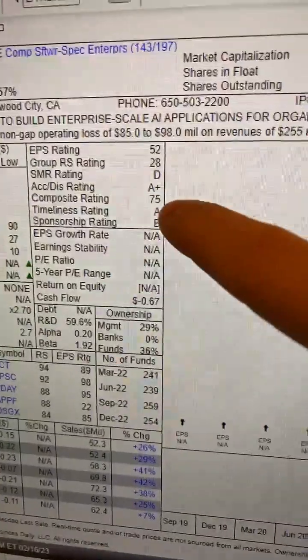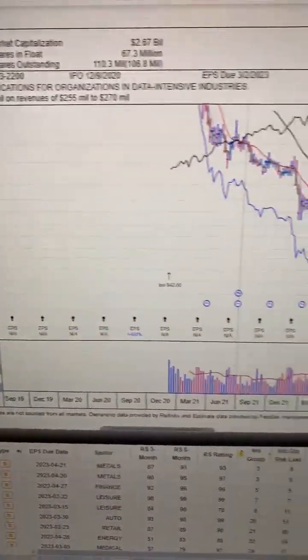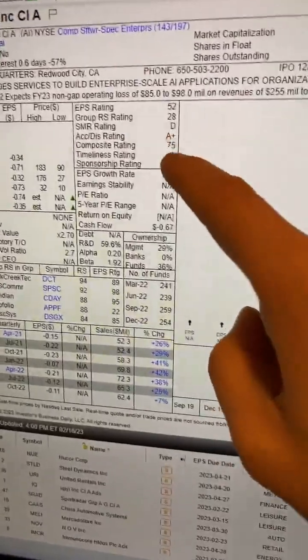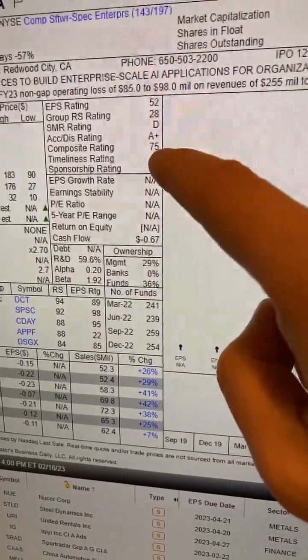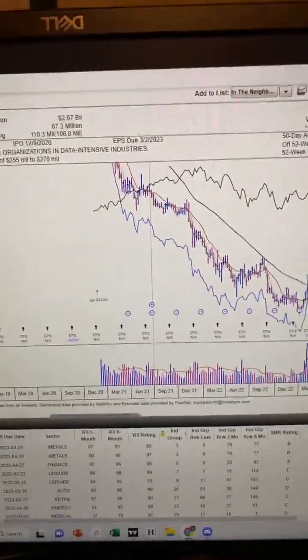Another general rating that I look at is this composite rating. MarketSmith takes a lot of the fundamental data and cooks up a composite rating. Generally, I like to see that number over 90. 75 isn't that great. What else?